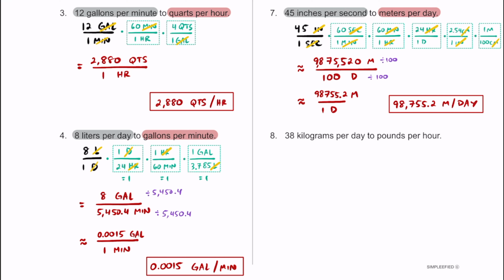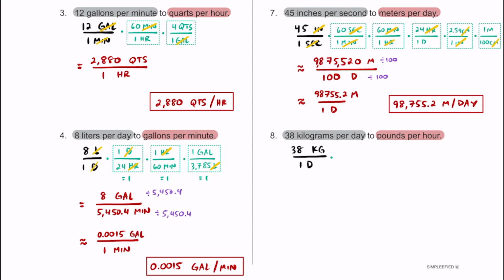Alrighty, here's one final example. In number 8, let's go ahead and try. We have 38 kilograms per 1 day. So let's start by writing 38 kg or 38 kilograms. That's going to be in 1 day. Put 1D. And let's go ahead and see. Let's multiply this by some unit conversion to eventually get this over to pounds per hour.